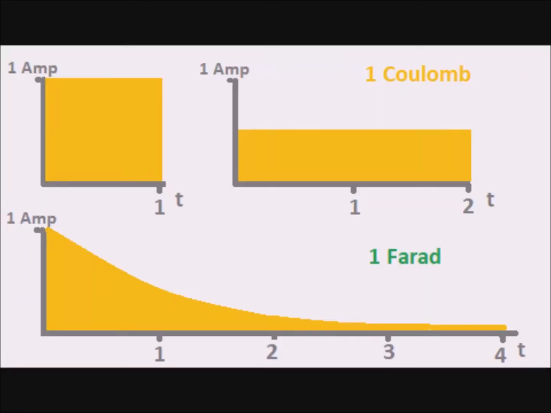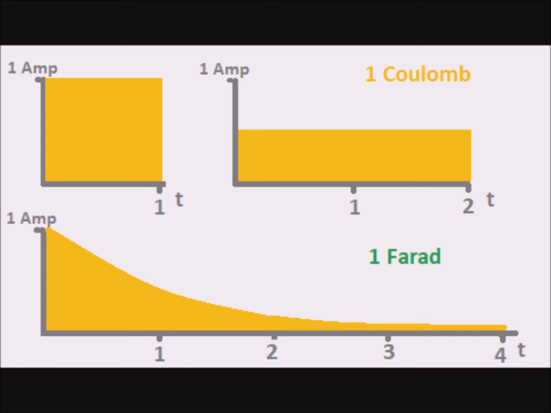We need to introduce a measure of electrical energy. Just as we may have a bucket of water, we now have a bucket of electrical energy called a coulomb. This is the electrical energy equivalent of 1 ampere flowing for 1 second. Equally, it could be the electrical energy equivalent of half an ampere flowing for 2 seconds. The top two graphs show this.